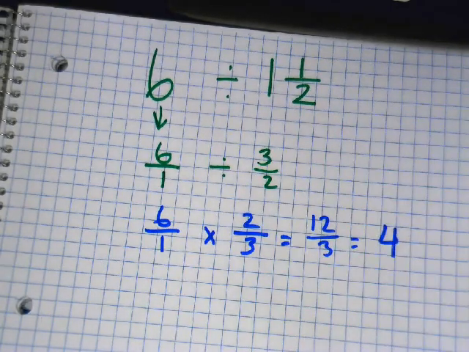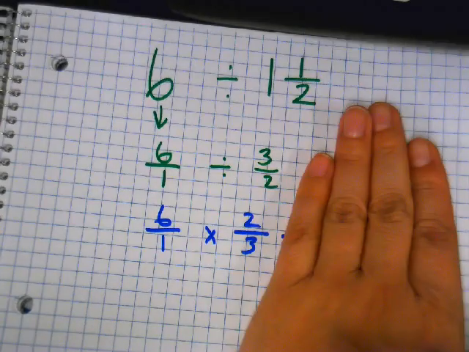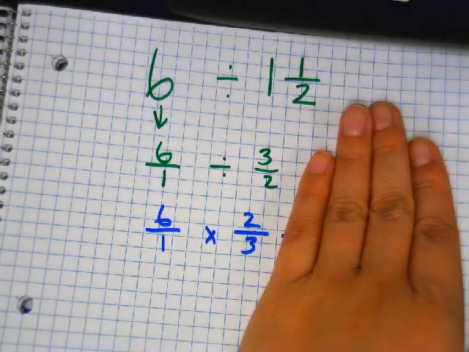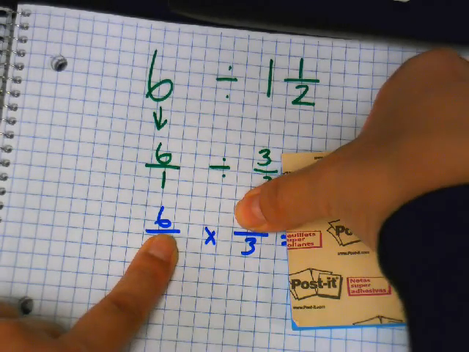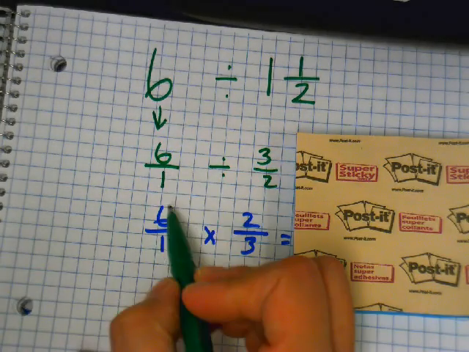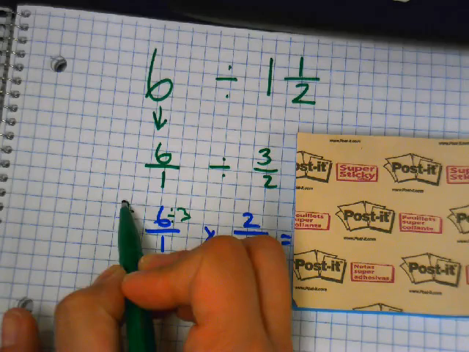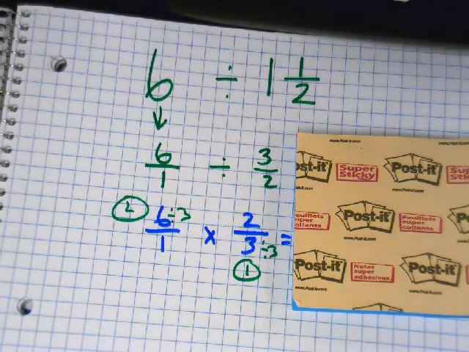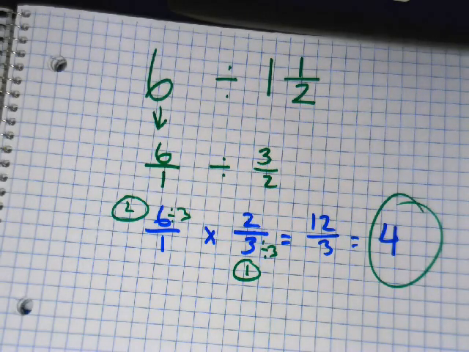Yeah, you can simplify the corners for sure. Simplify corners is what can I divide the corners by? That's so easy. Can I divide 6 and 3? Yep. So I can divide this by 3. That by 3 gives you a 1, gives you a 2. And we end up with 4.